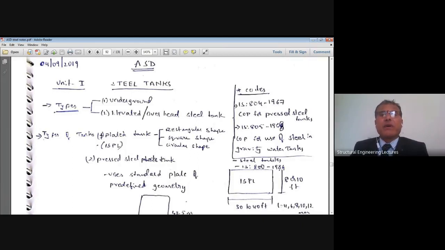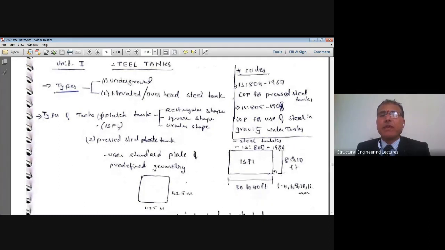We do have different types of tanks like this. One, the plated tanks. Plated tanks may be in rectangular shape, or square, or a circular shape. Accordingly, they are referred to as rectangular tanks, square tanks, or circular tanks. Generally, these plated tanks are manufactured with Indian Standard plates, IS plates, as I have shown here.